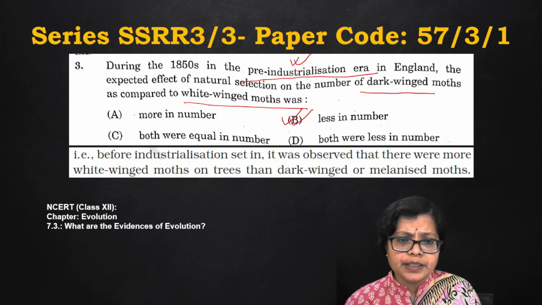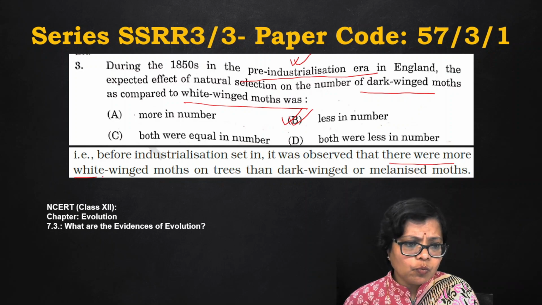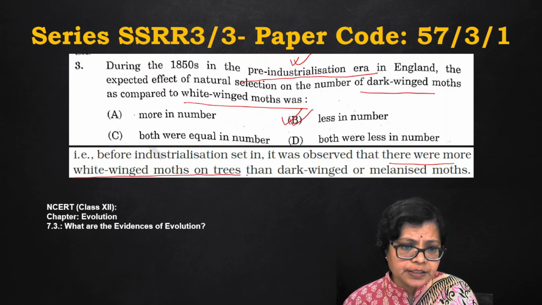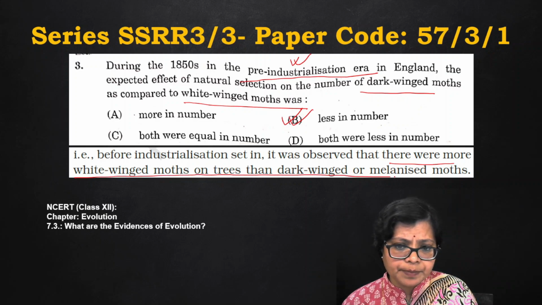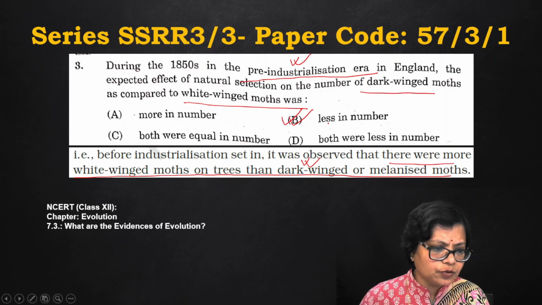Before industrialization, it was observed that there were more white wing moths on the trees than the dark wing, or the melanized moths. So the dark wing moths were less. I hope the answer is clear to you. NCERT book question again.